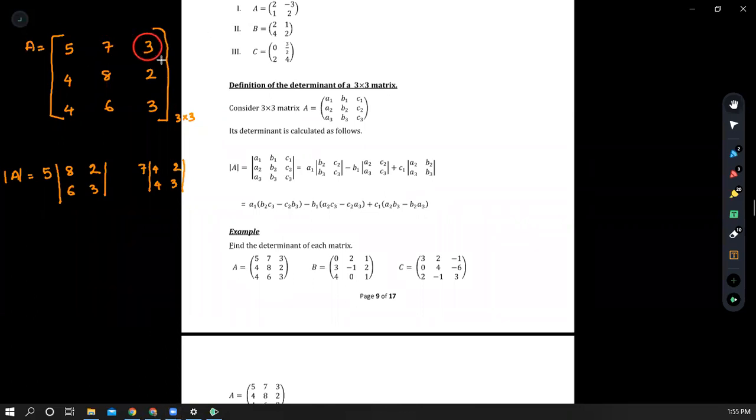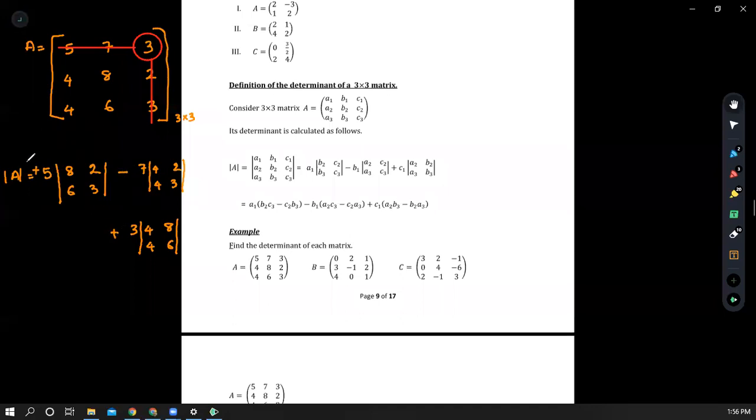If you select this value, it is plus 3. Then we have to cut down the row and column associated with this. Then we can get the value as 3 times the quantities 4, 8, 4, 6. Now we have to connect these terms using the notation plus, minus, and plus. Therefore, we'll add these signs plus, minus, and plus.